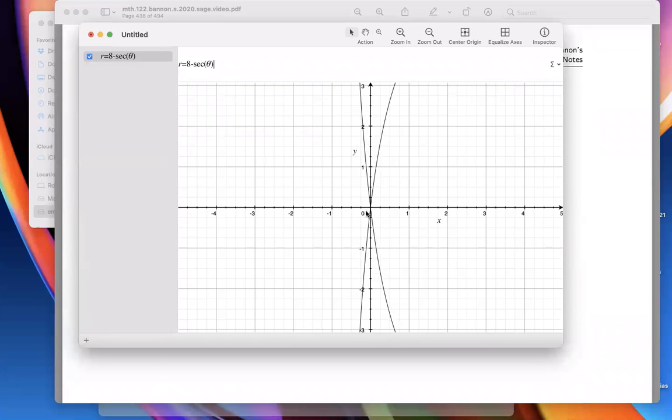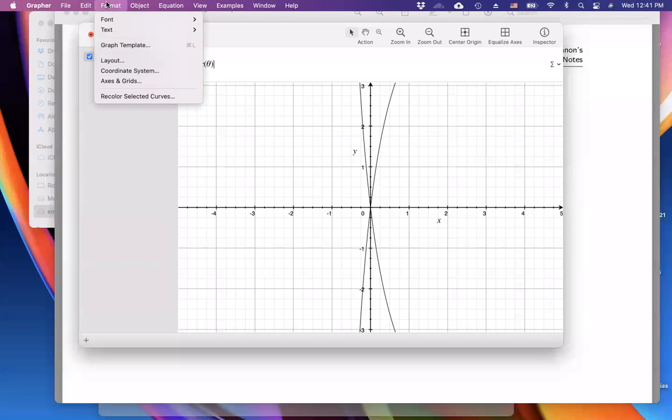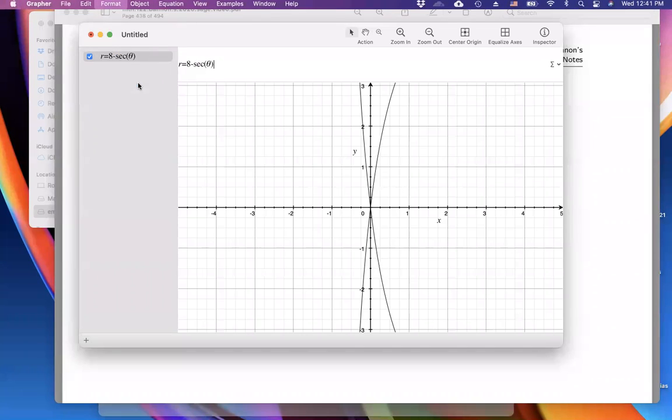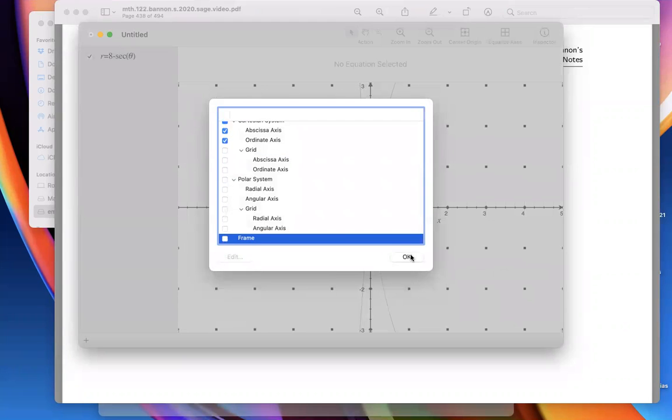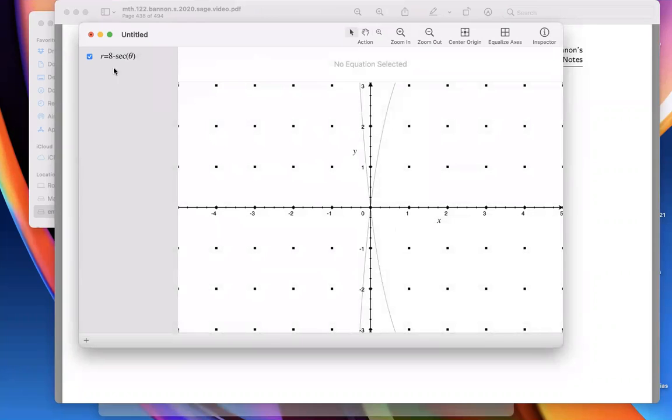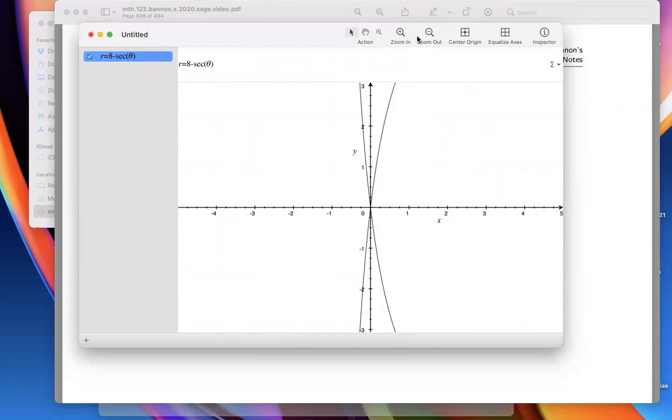Well, you know what? I'm seeing something, but it doesn't look right to me. Right. So what I'm going to do, and I like to customize my graphs, is go to the format and do accent grid. I want to get rid of the grid because it really disturbs me. And the frame. I'm always doing that. And I'm going to start to zoom out because I don't think this is the right picture.